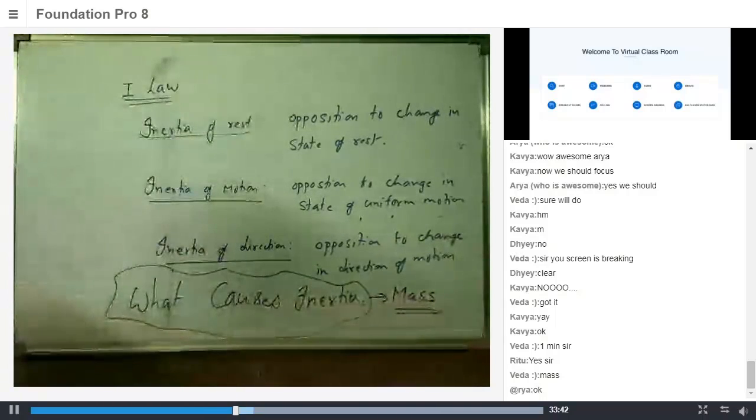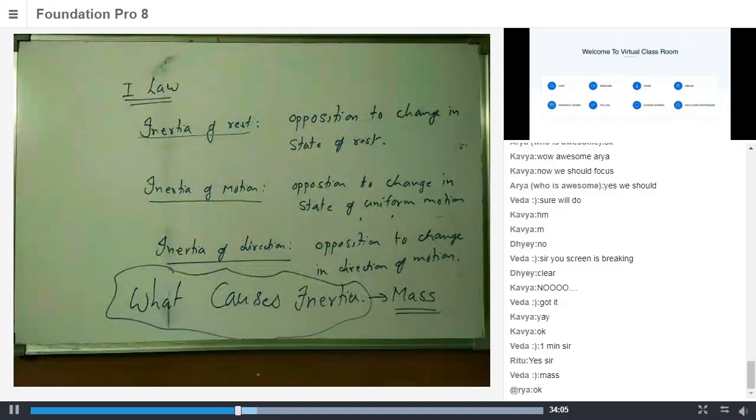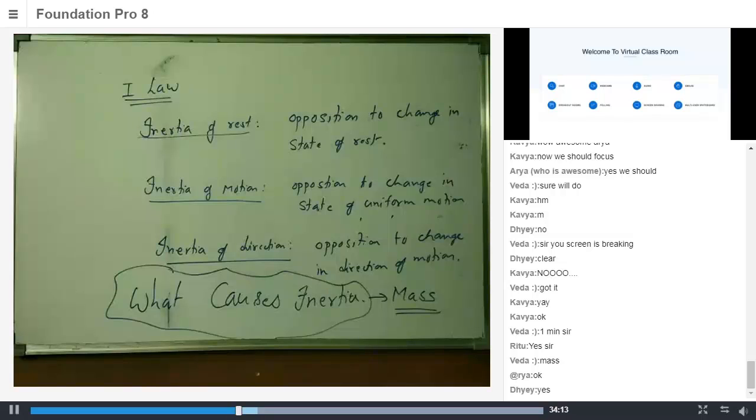Fine. So you can just write that down also. Mass is responsible for inertia. Greater the mass, greater is the inertia. So it is difficult to move a body which is heavier than a body which is lighter. In the same way, it is difficult to stop a body which is heavier than a body which is lighter. Again, the same continues for inertia of direction. It's difficult to turn a body which is heavier than one which is lighter. So in all these cases, mass is the cause of inertia.